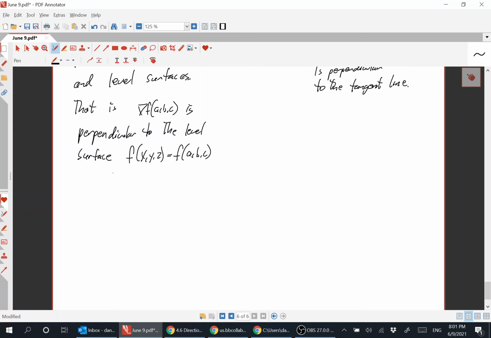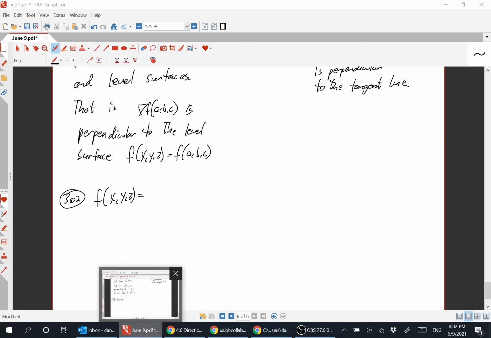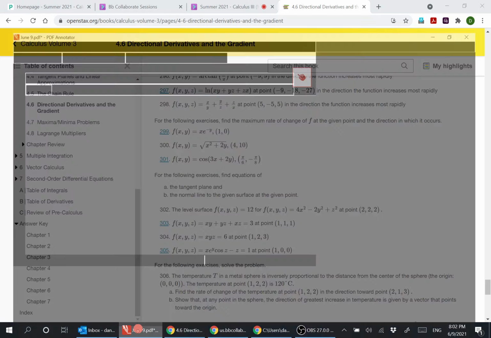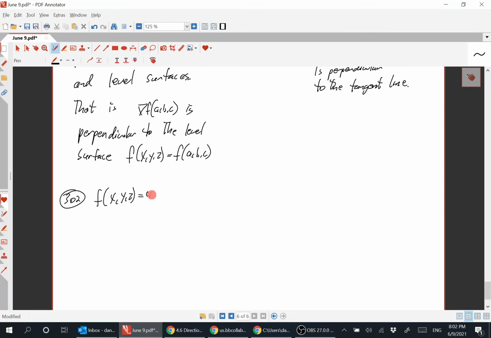So in 302, you have f(x, y, z) is equal to 4x squared minus 2y squared plus z squared. Find the equation of the tangent plane to the level surface at (2, 2, 2).